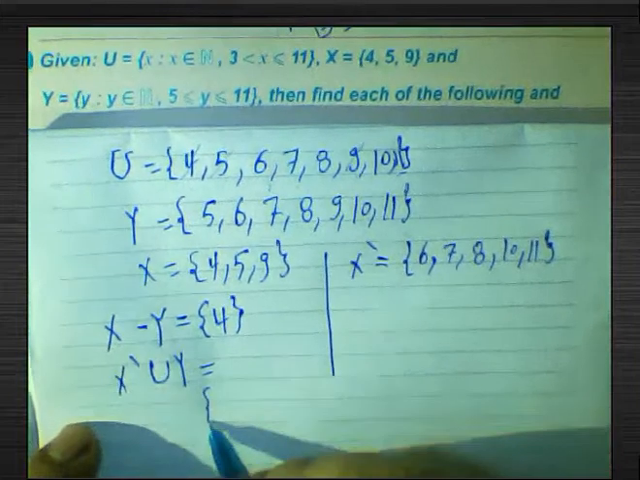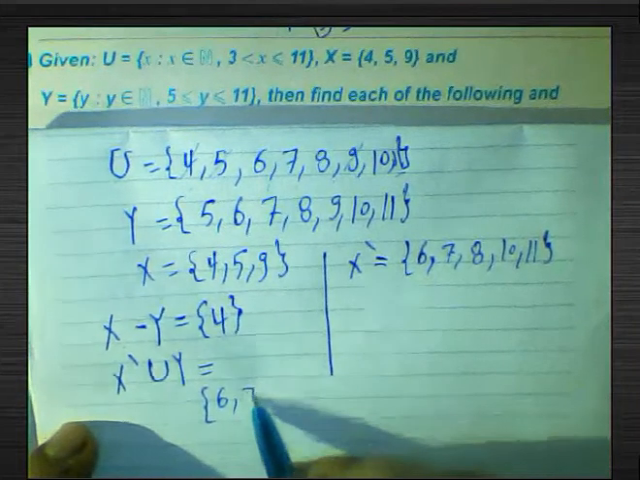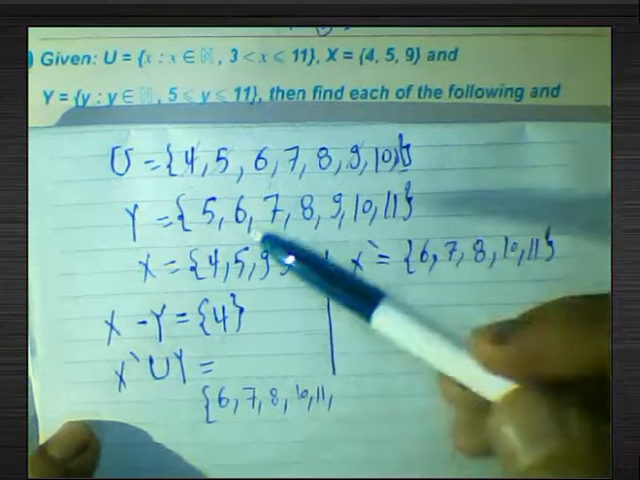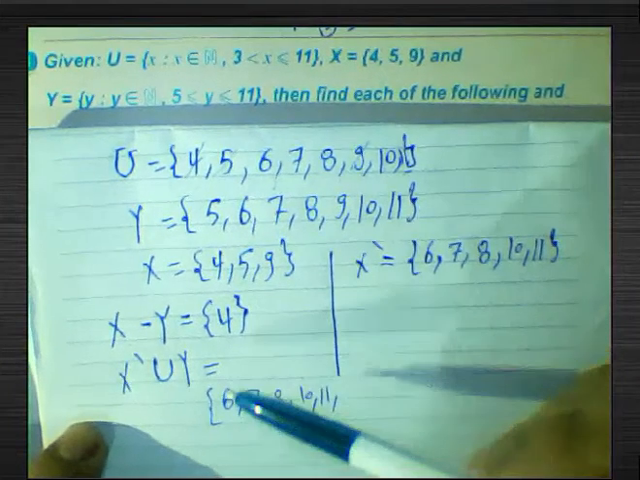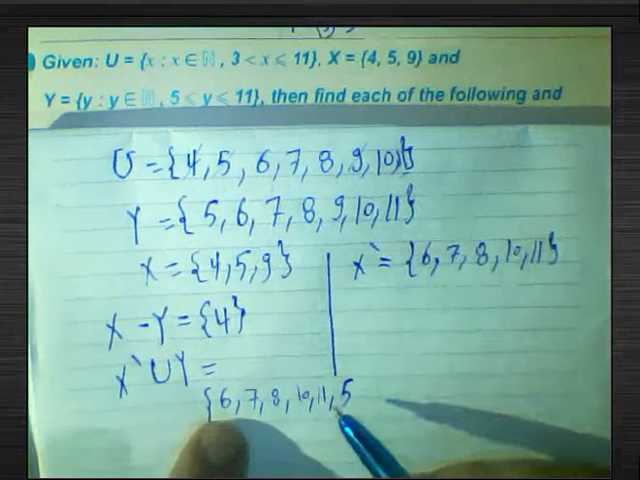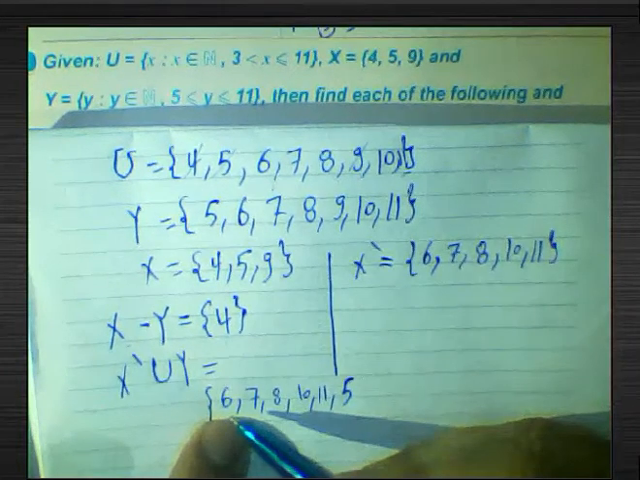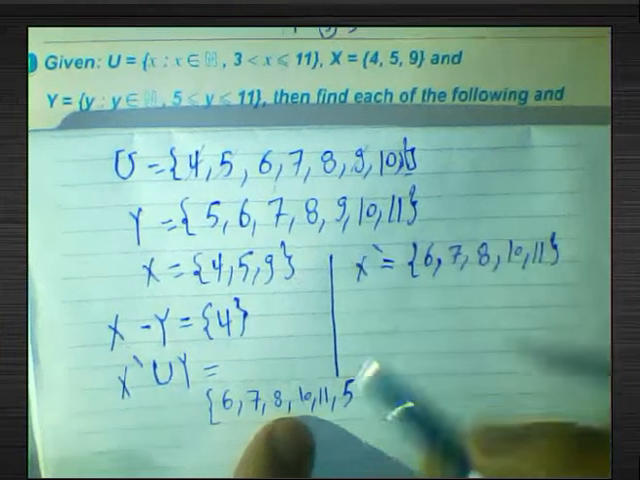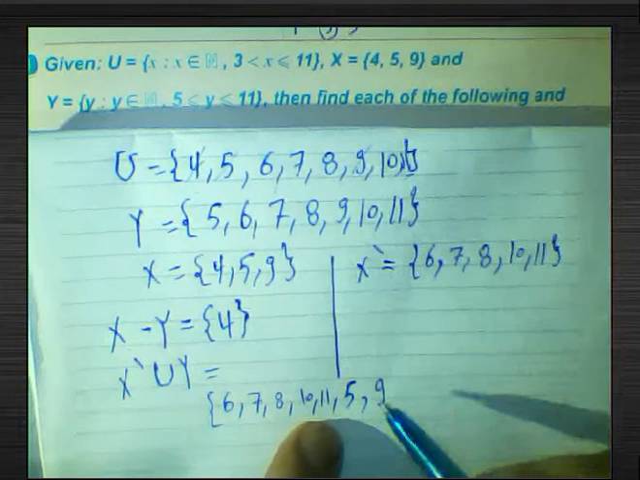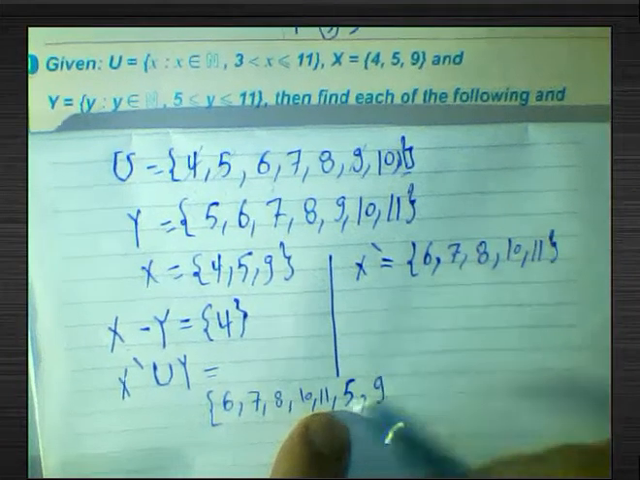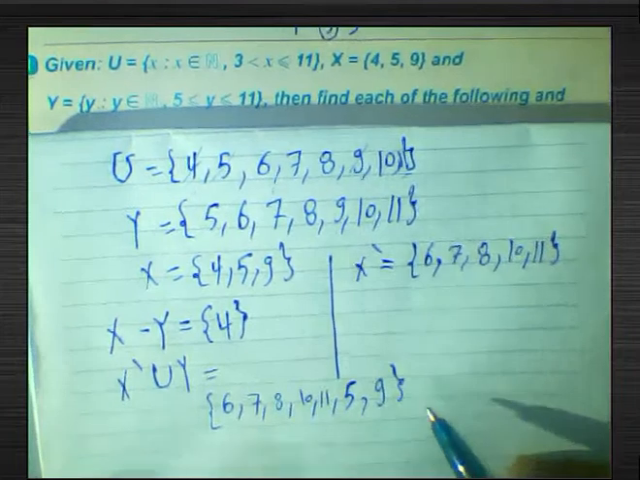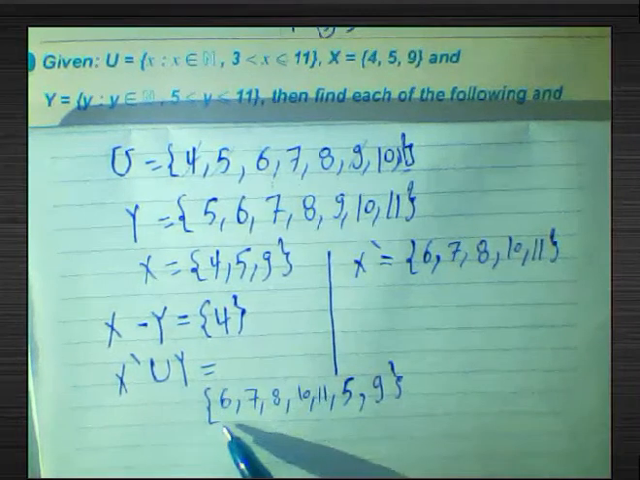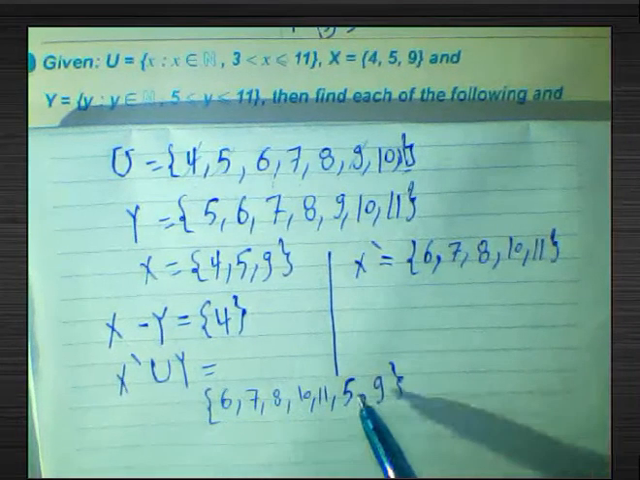We will add these digits 6, 7, 8, 10, 11 and all elements in Y, and don't repeat elements. We will write 5, 6. Don't write 6 again because you wrote it before. 6, 7, 8, 9. Write 9 here. 10, 11. Stop. Don't write anything after that, okay? So X complement union Y will be the set of 6, 7, 8, 10, 11, 5 and 9.